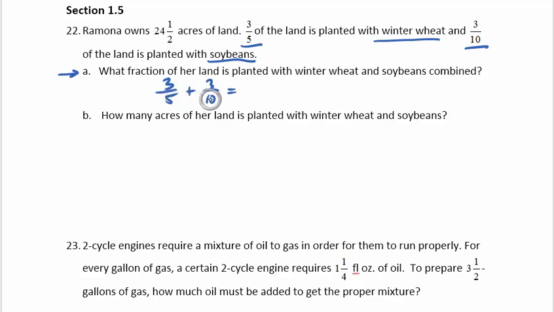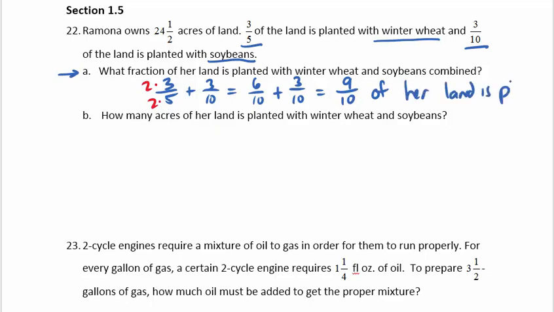Now to do that, of course, I'm going to have to get a common denominator. My common denominator here is 10, so I'm going to multiply the top and the bottom of this fraction by 2. So times 2, times 2, so we can get this common denominator. So that's going to be 6/10 here then. We don't have to do anything to the second fraction because that already had the correct denominator. So it looks like 9/10 of her land is planted.